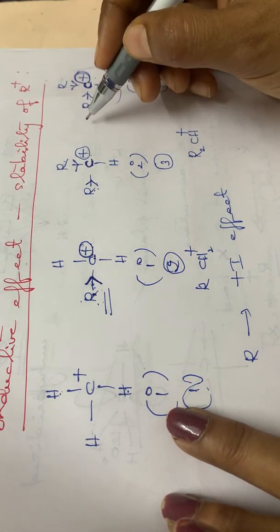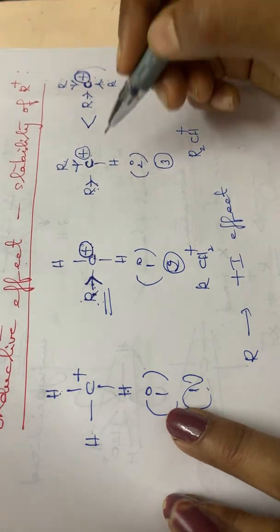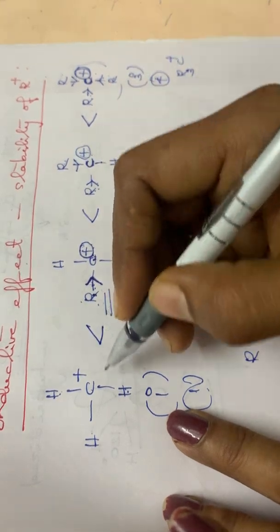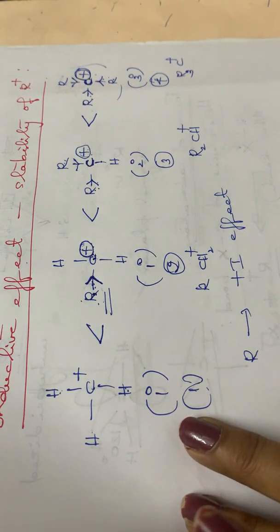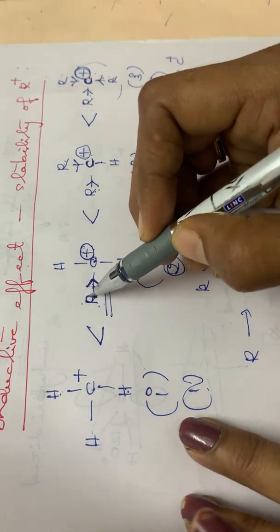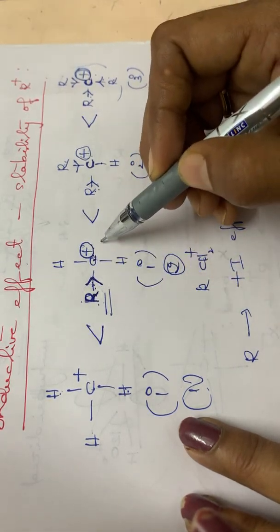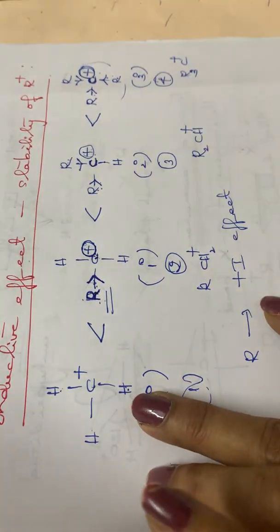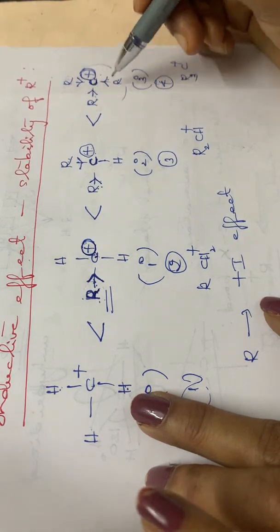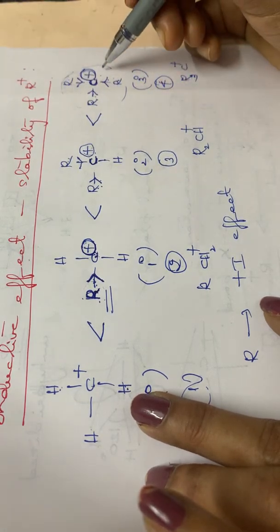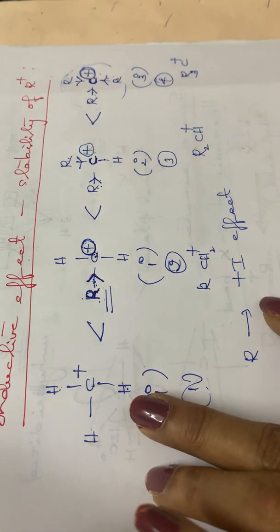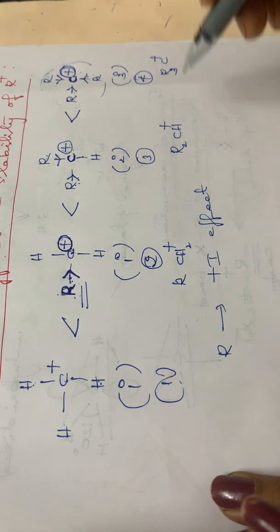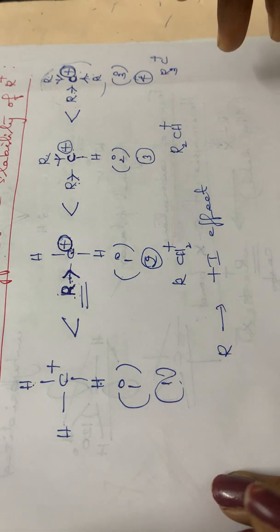So this tertiary carbocation will be more stable than secondary, which is more stable than a primary carbocation, which is more stable than this methyl carbocation. Okay, as the number of alkyl groups increases, what happens? The intensity of the positive charge will be decreased. So if 3 alkyl groups are there, that particular carbocation will be the most stable one among the 4 groups. Hope you are clear with the stability of these carbocations.